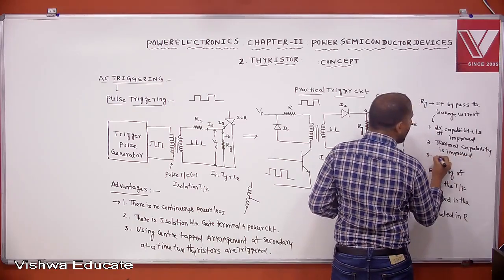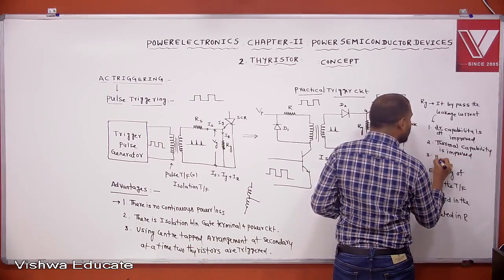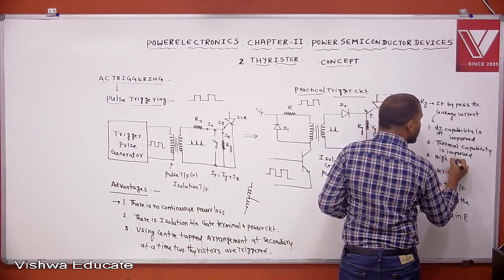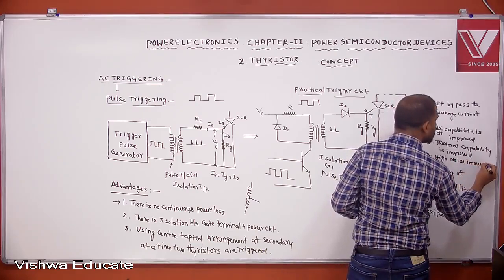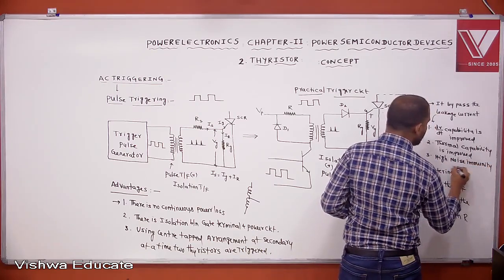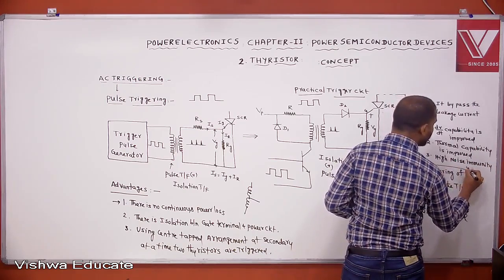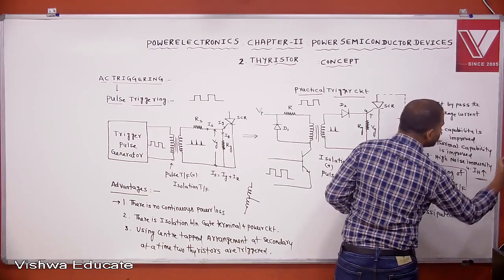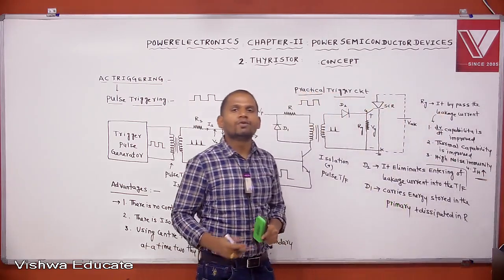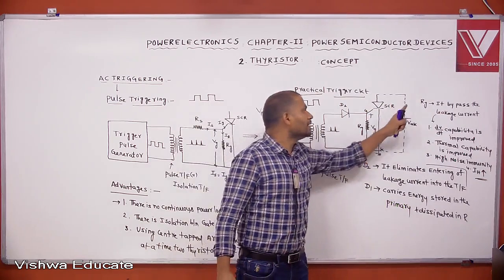Then noise immunity. High noise immunity. More noise rejection. Noise is reduced. The fourth one is IH is increased. Holding current is increased. All these are the advantages of connecting the gate to cathode.